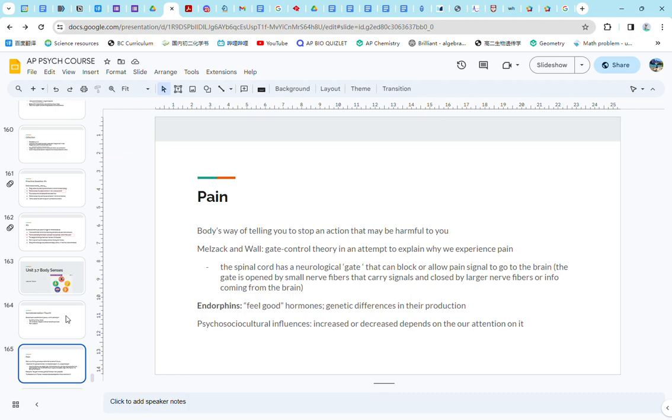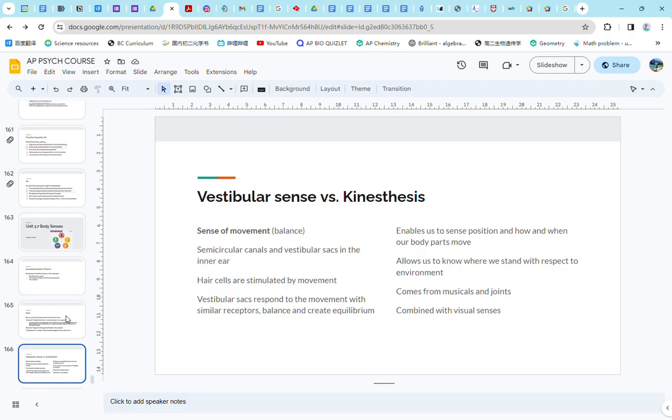Interestingly, the brain can also play psychological tricks on you and create pain. Some people who have had limbs amputated still experience pain and even the feeling of movement in their missing limb. This is known as phantom limb sensation and is thought to be the result of the brain misinterpreting central nervous system activity. So now we will talk about vestibular sense.